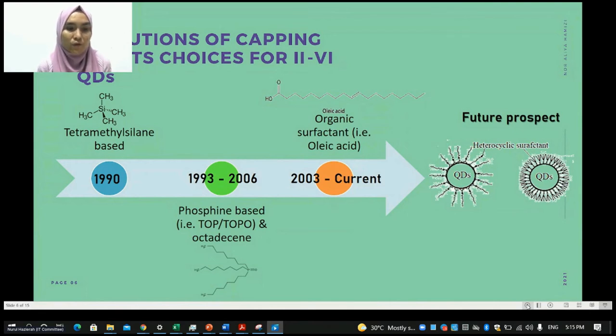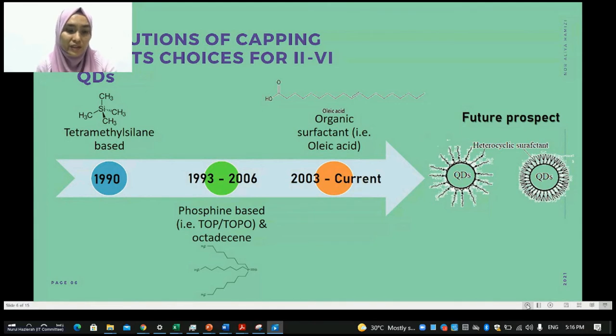Not long after that, phosphine-based surfactants were introduced by Bawendi and his research group, and trioctylphosphine oxide, TOP or TOPO, and octadecene have been conventional surfactants in the production of II-VI quantum dots via the inverse micelle approach till this date. TOP or TOPO are reported to produce quantum dots with narrow particle size dispersion and good tunability.